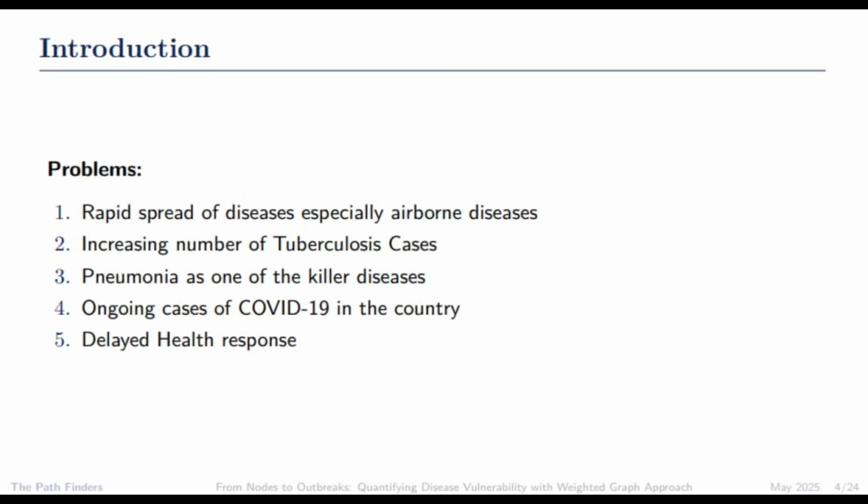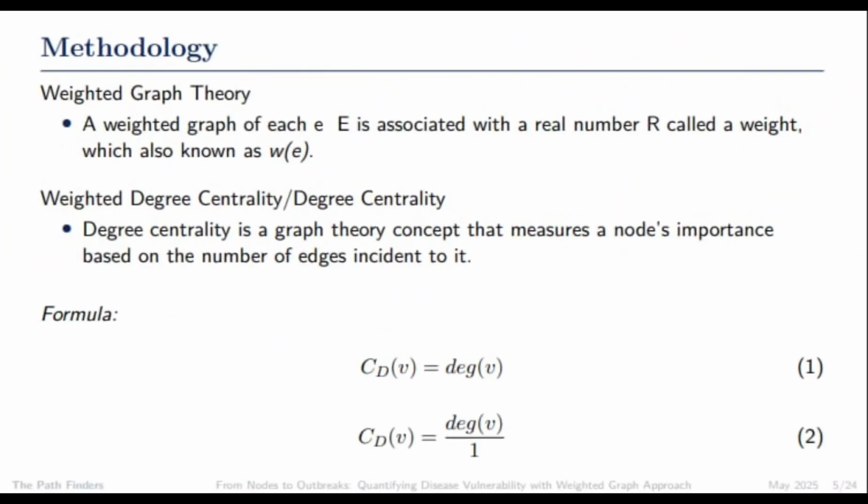How can graph theory help? Graph theory can provide a mathematical framework to identify vulnerable areas and assess the potential spread of diseases. Let us discuss the key concepts used in this approach. One is graph theory. A graph is a model composed of nodes or vertices and edges or connections between nodes.